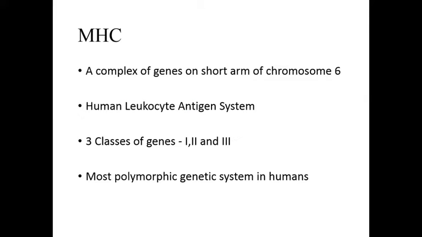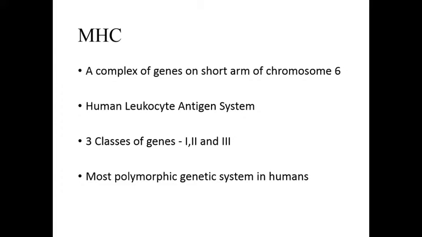We have already said that MHC is a complex of genes on the short arm of chromosome 6, and it is also called the human leukocyte antigen system. There are three classes of genes: class 1, class 2, and class 3. Class 3 is concerned mainly with the production of complement proteins like C2, C4, factor B of the alternative pathway, etc. We will not be discussing that in this presentation. We will be covering only class 1 and class 2.